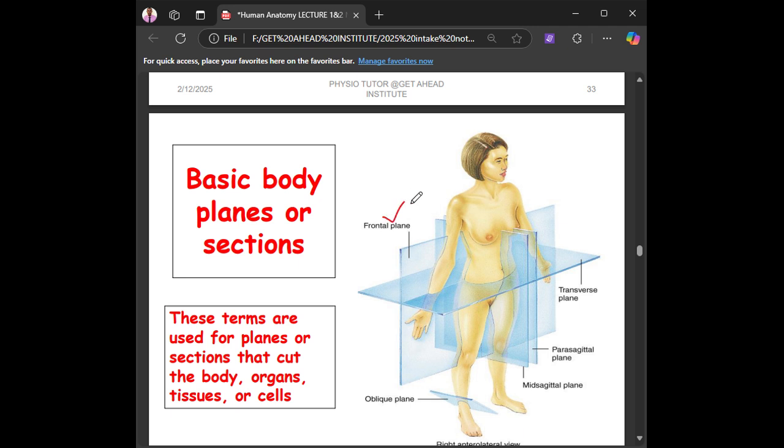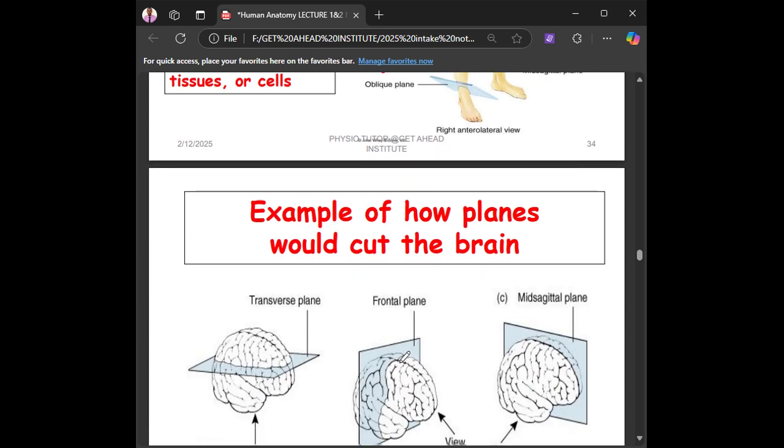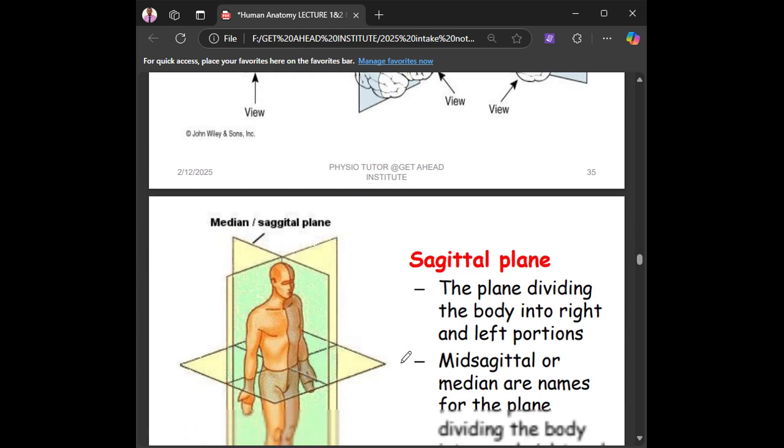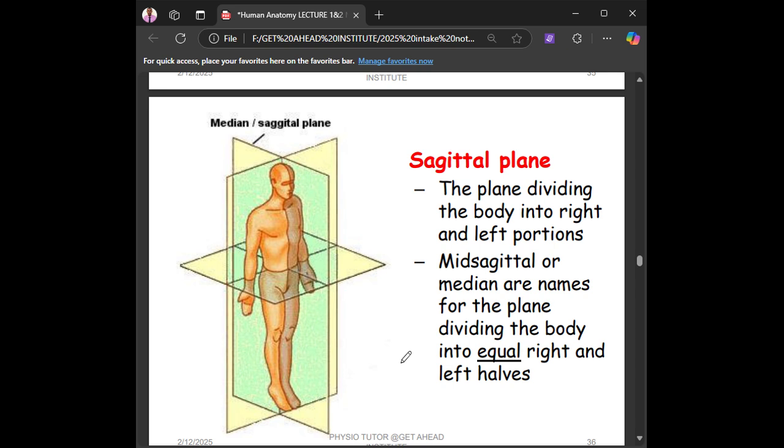You have the frontal plane, the transverse plane, the parasagittal plane, the mid-sagittal plane, and the oblique plane. Okay, so let's begin by talking about the sagittal plane. We'll start with the sagittal plane.